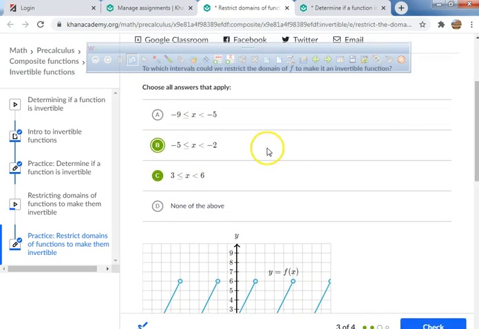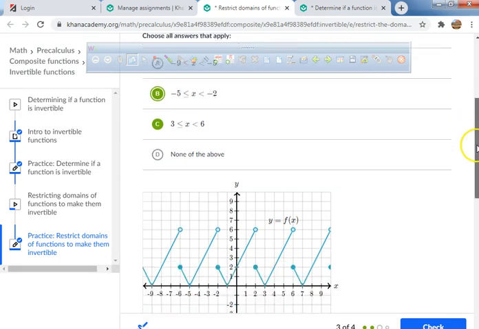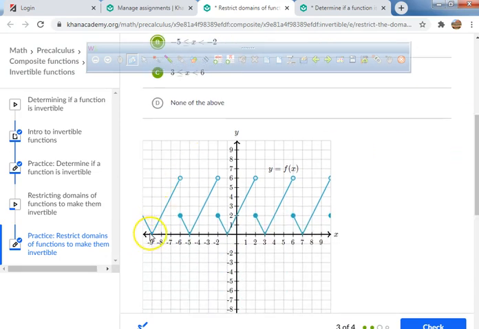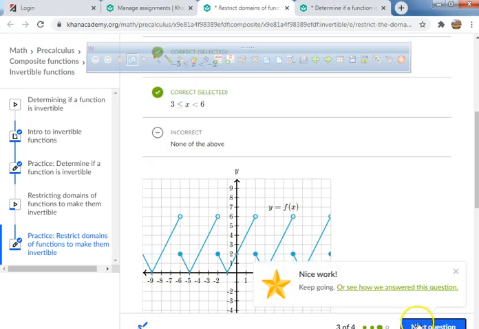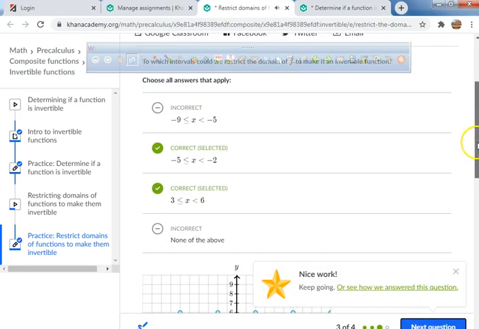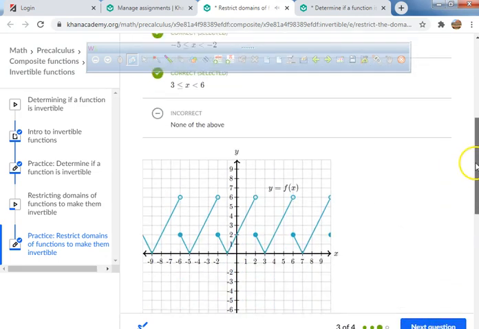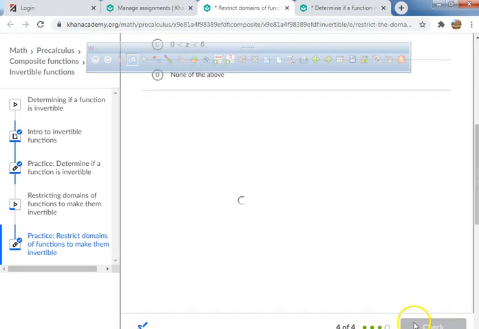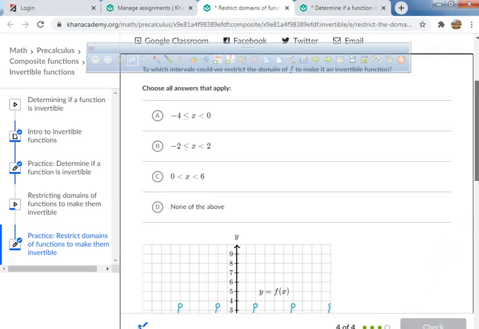I'm not sure if I'm going to select this one. Negative 9 to 5. Negative 9, which is here. Oh, so that definitely crosses over from here to there. All right, so that's what you kind of have to do. You've got to take your time and draw your horizontal lines to see if it works or doesn't work.